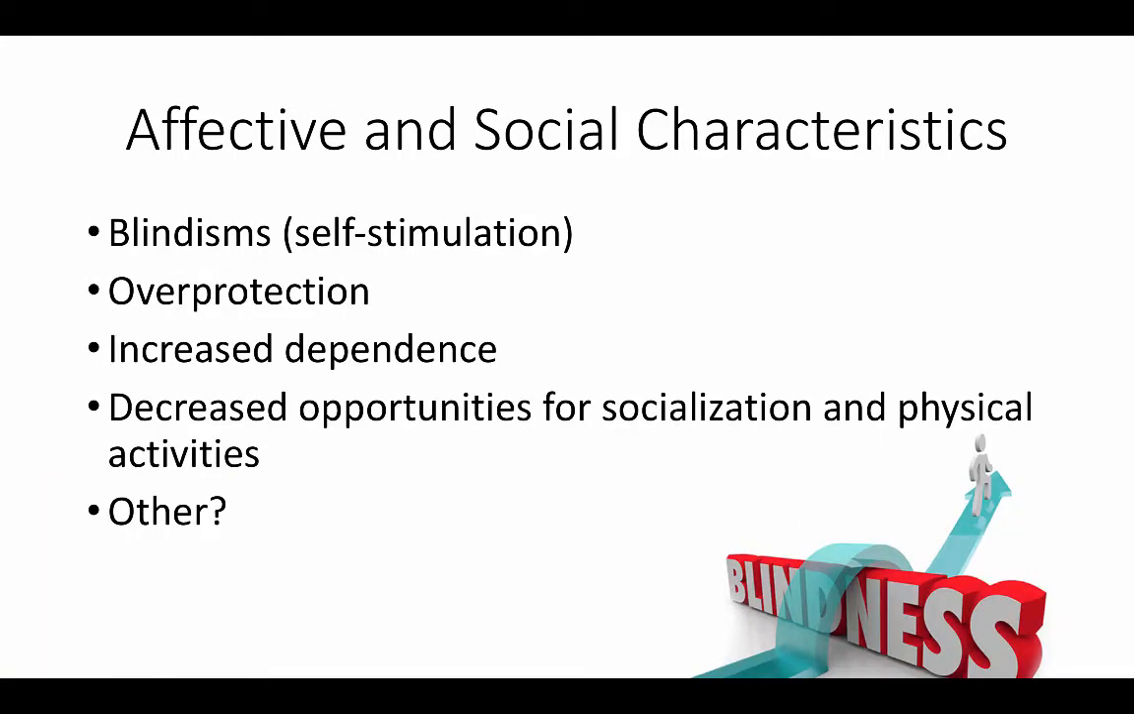So, what are some affective and social characteristics of individuals with vision loss? Well, they have what are called blindisms, and we've talked a lot about self-stimulation. Just think, if you're not getting any input through your eyes, then you're going to find multiple different ways to self-stimulate your body. So you might rock back and forth. You might spin. You might press your eye, which, I don't know if any of you have ever had a concussion or hit your head hard enough and seen those stars.